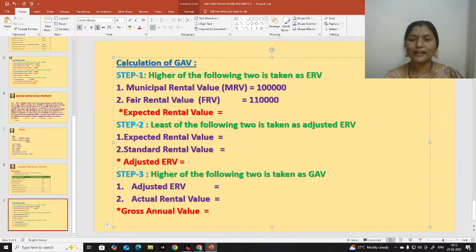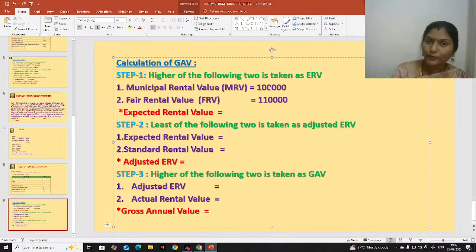Okay, I took 1,10,000 here. Now you tell me, students, out of these two, which one we have to select? We should select the highest one out of the two and we should name it as ERV. ERV means expected rental value. So which one is highest? 1,10,000. Yeah. So one student has given the answer. Very good. So 1,10,000 is our expected rental value.